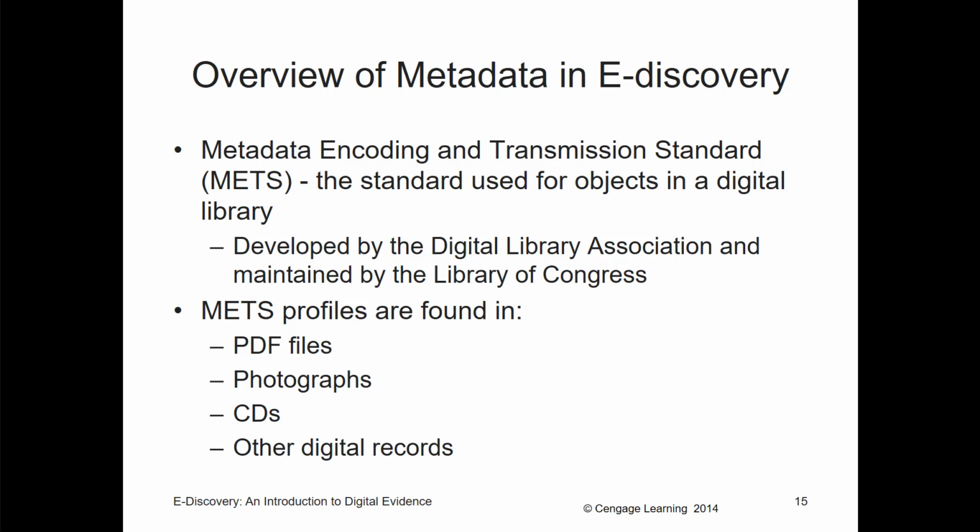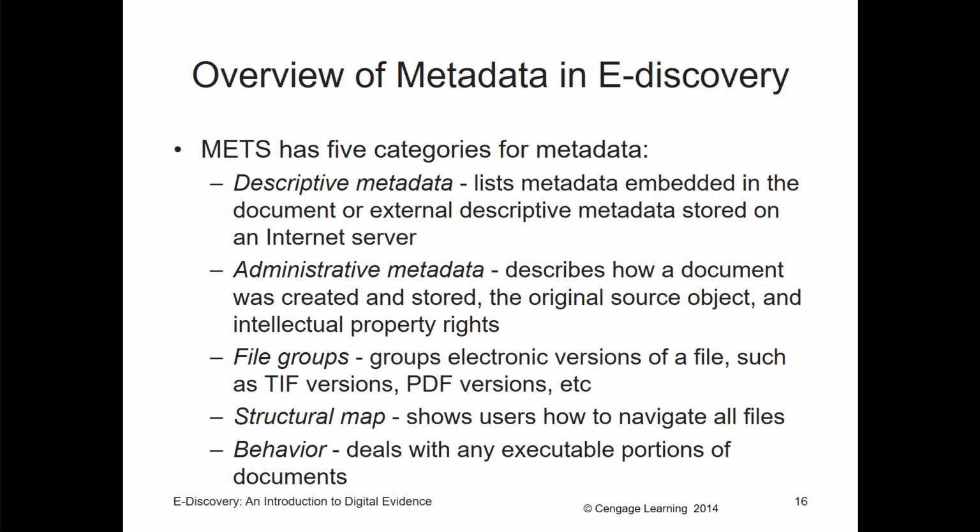Developed by the Digital Library Association and maintained by the Library of Congress, METS profiles are found in PDF files, photographs, CDs, and other digital records. METS has 5 categories of metadata: descriptive metadata, administrative metadata, file objects or file groups, structural maps, and behavior. File groups would be things like the electronic versions of a file, such as a TIFF, a PDF, etc.